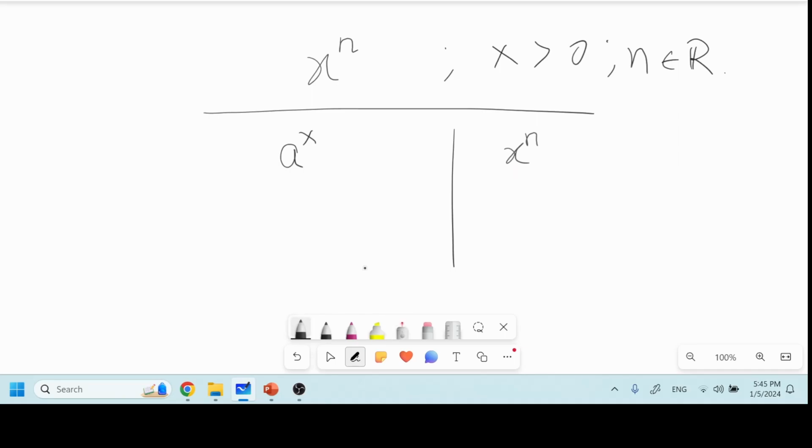In the case of a generalized exponential function, the base a has to be a positive real number, and x could be any real number. In the case of a generalized power function, x has to be a positive real number, with the power n being any real number. So try not to confuse the power function and the exponential function.